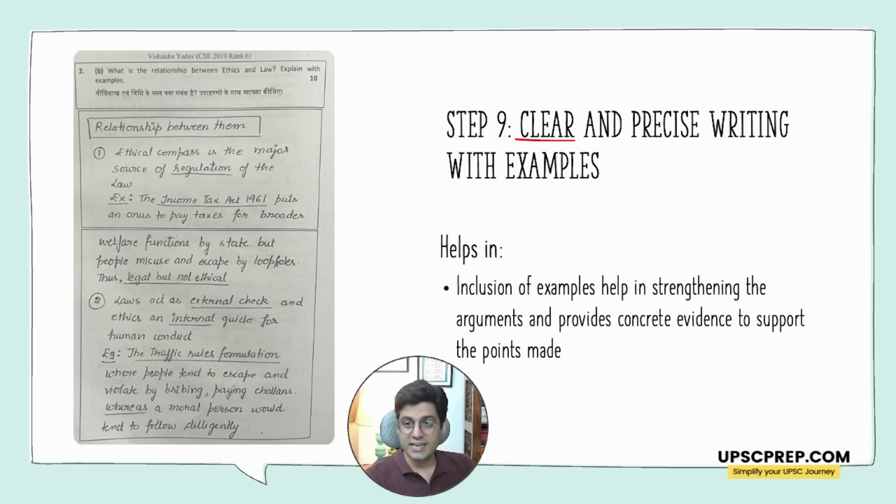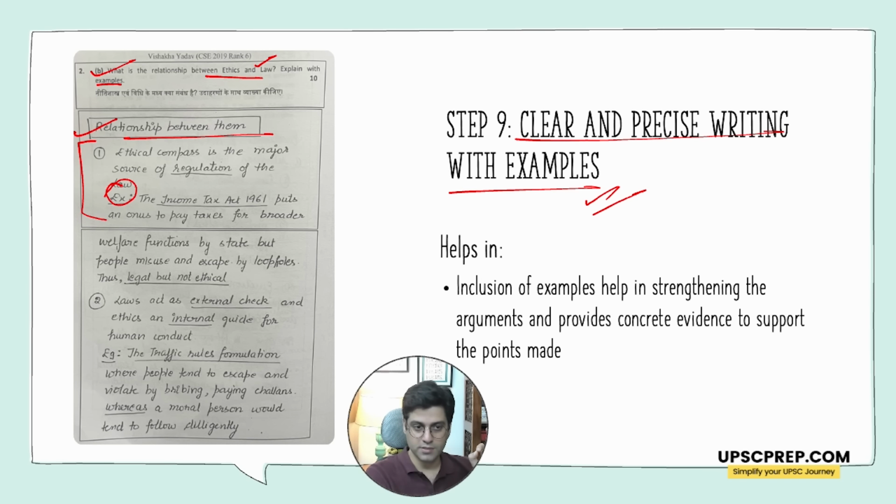Now step 9 is clear and precise writing with examples. On your left is a question which was attempted by Vishakha Yadav in one of the practice questions, who was All India rank 6 in CSE 2019. The question is, what is the relationship between ethics and law? Explain with examples. If you see the clarity, it directly states the relationship, with examples.